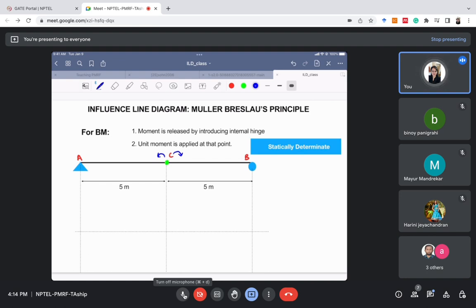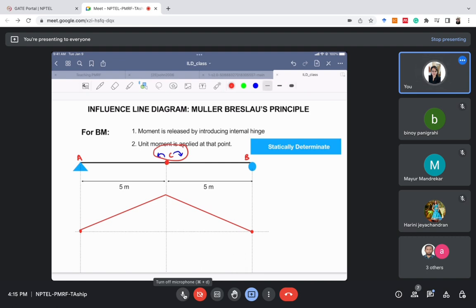Let's see what the deflected shape would be in this case. Before drawing it, let's restrain the points which cannot move. Point A cannot move anywhere and point B cannot move anywhere. Why? Because they are supported. Because of this internal hinge, part AC and part CB can rotate independently. They will be together but can rotate independently. If we rotate it in the given direction, the deflected shape would be like this.